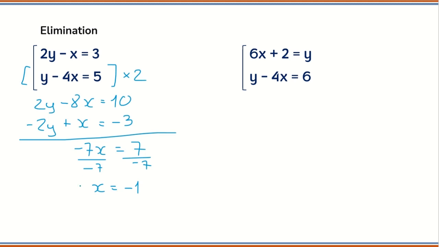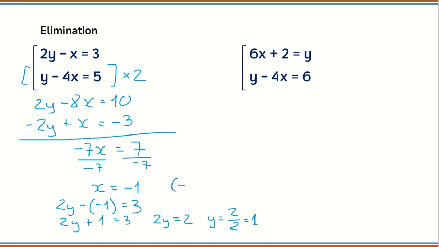Now I'm going to substitute this value here in the first equation. So 2y minus x, x is minus 1, equals 3. 2y minus minus 1 is plus 1, equals 3. 2y, if I minus 1 on both parts of the equation, here I will have 3 minus 1, which is 2. And y will be 2 divided by 2, which is 1. So the answer is minus 1, 1.